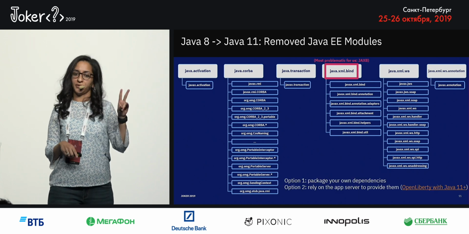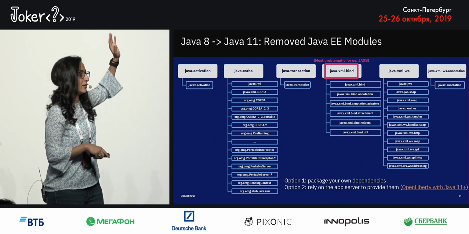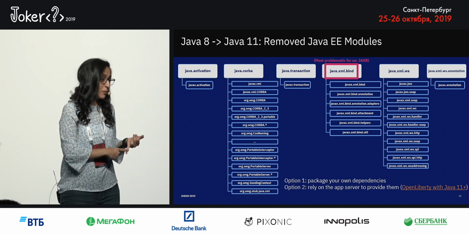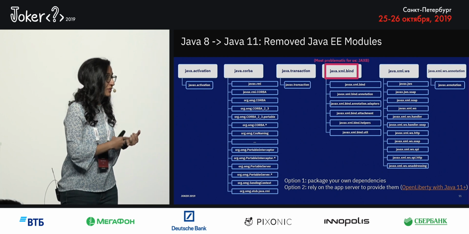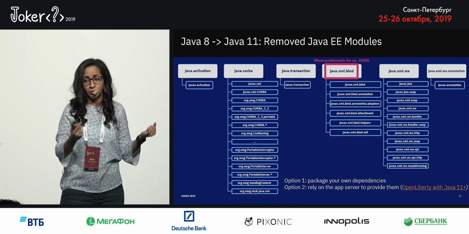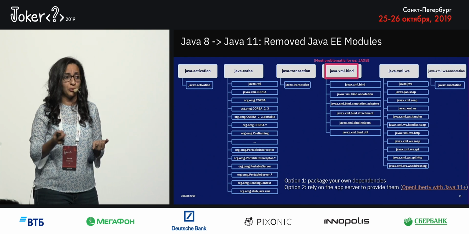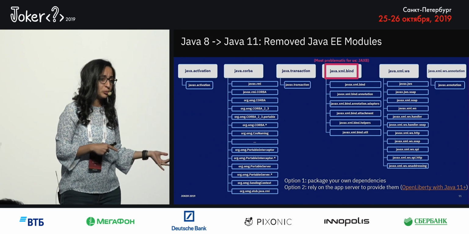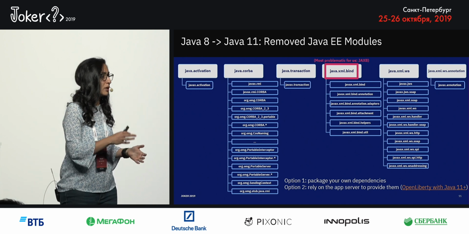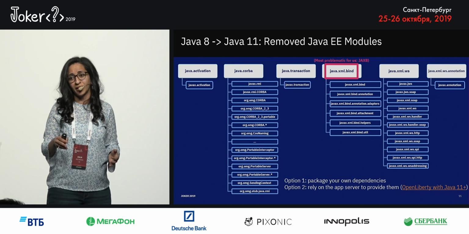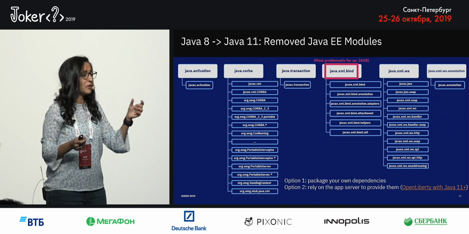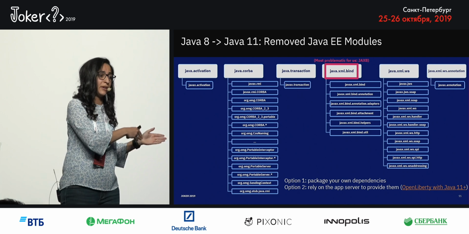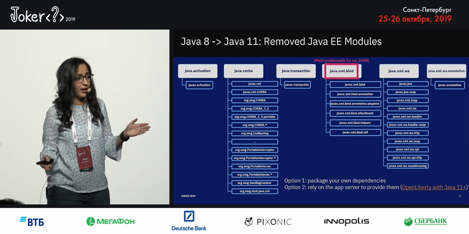All right, two options for anything in this list for Java EE modules. You can either just package up the dependencies within your application because you can no longer rely on the JDK to provide them, or you can rely on your application server to provide them. So if you're using OpenLiberty, for example, what we ended up doing is shipping those packages and having them available if you're running OpenLiberty with Java 11 or after that.